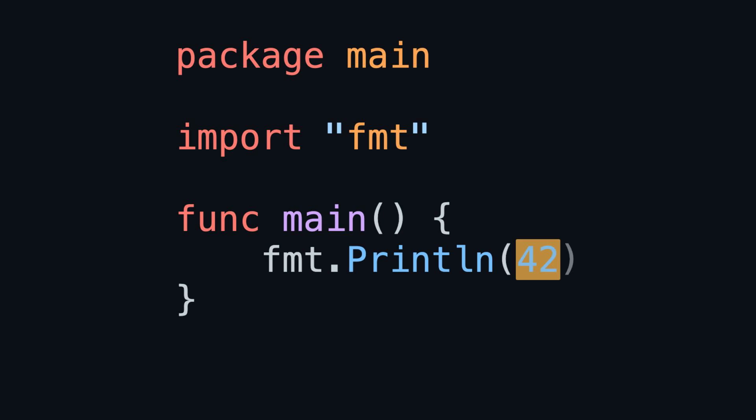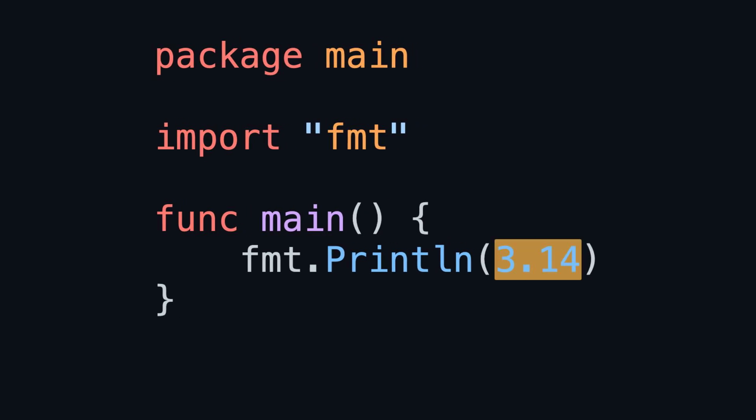Here's an integer literal. An integer is a whole number without any decimal point. In Go, we just type the number directly into our code. When we run this, it prints 42 to the console. This is the simplest form of output in Go. Integers like these are used widely in programming for various calculations and operations.